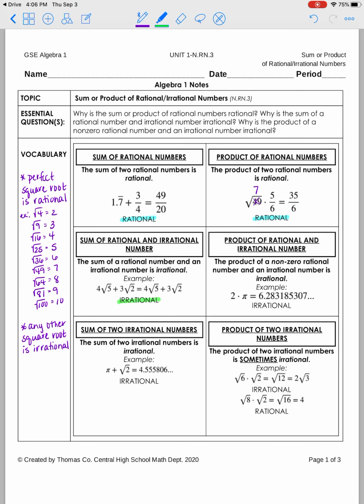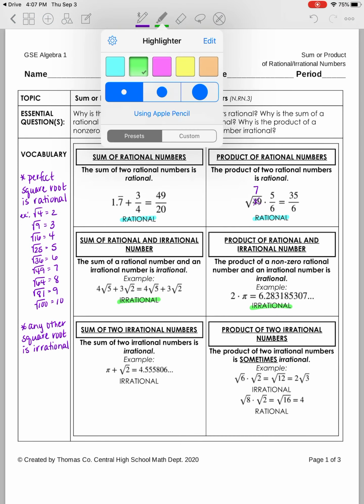Now what if I multiply a rational and an irrational number? Okay, so what if I multiply 2, which is rational, with pi, which is irrational? If I multiply 2 by pi, I get out this decimal 6.283185307... which means it never ends, it keeps going, and it never repeats. What type of number never ends and never repeats? That is an irrational number. So whenever I multiply a rational and an irrational, no matter what those two numbers are, if one's rational, one's irrational, my answer is going to be always irrational.